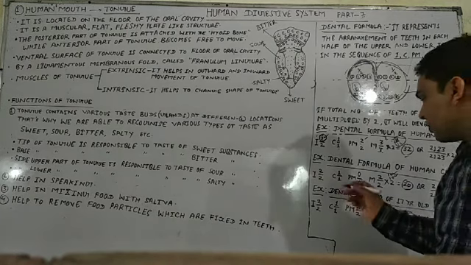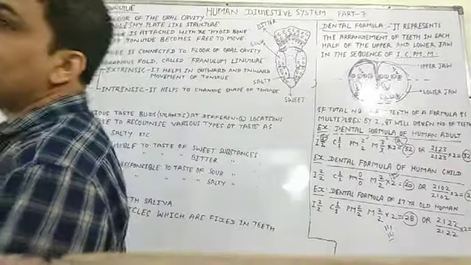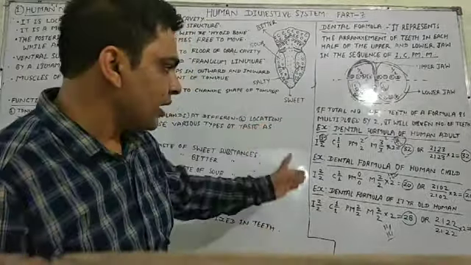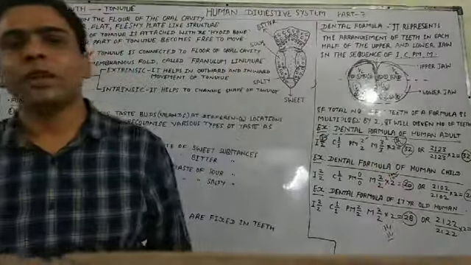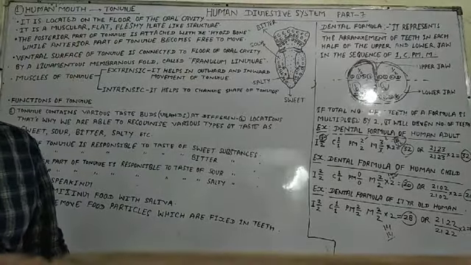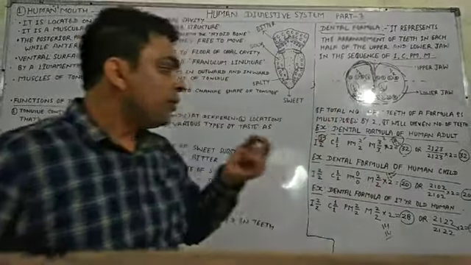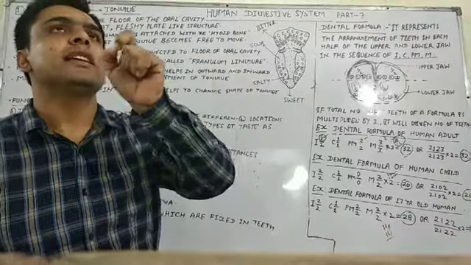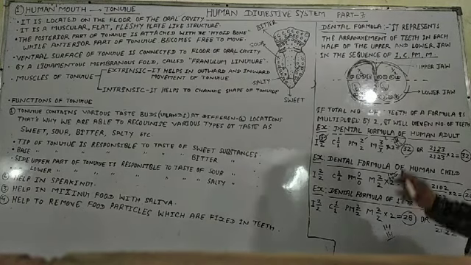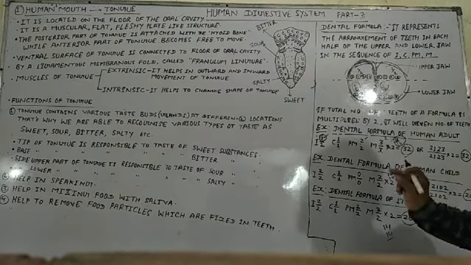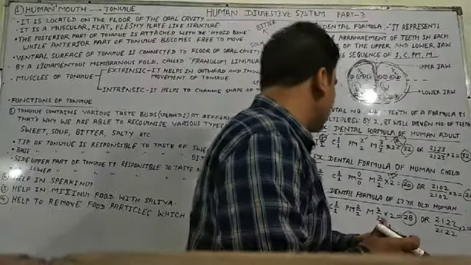If we talk about the dental formula of 17-year-old humans, why do I say only 17 years? Why have I written only 17-year-old humans? Anyone know? Okay, I will tell you. You know very well that the third molar starts to erupt at the age of 18. It starts to erupt in 18-year-old humans.